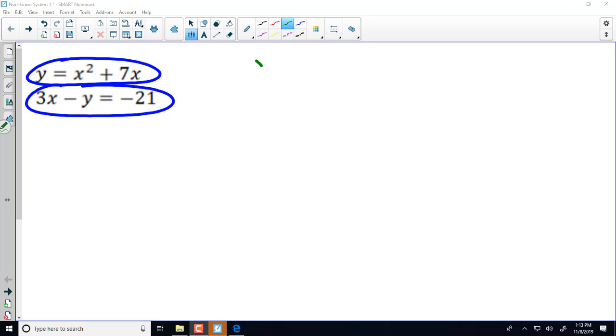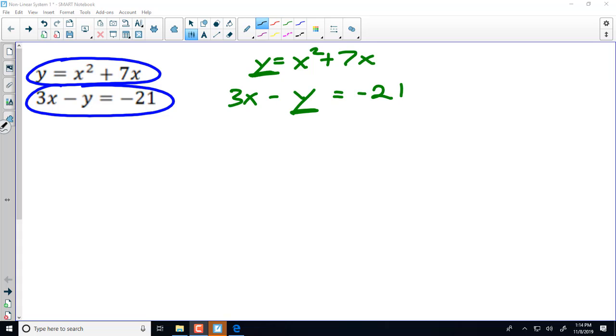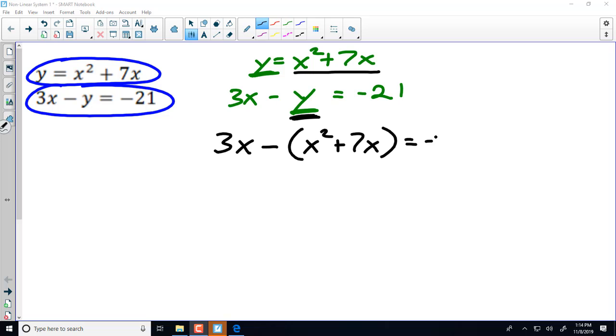We already know that y is equal to x squared plus 7x. And the second equation says that 3x minus y equals negative 21. So what we can do is say that this y is the same as this y, and we can replace this y with x squared plus 7x. So we can say 3x minus (x squared plus 7x) is equal to negative 21, by replacing this y right here with x squared plus 7x.